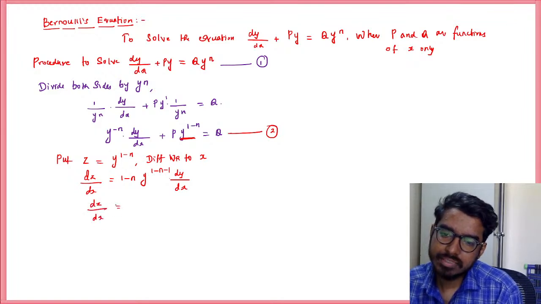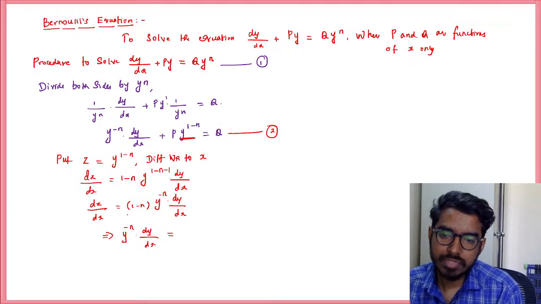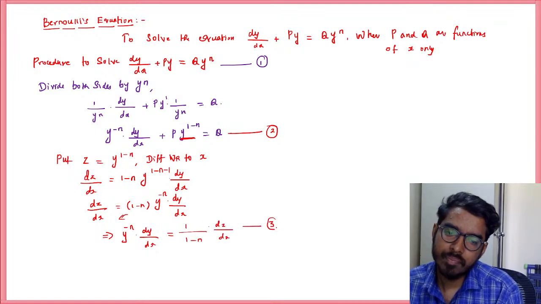So dz by dx is equal to 1 minus n, y power, this 1 will get cancelled, y power n dy by dx. This implies y power n dy by dx will be equal to, let's bring this term to that side, 1 by 1 minus n dz by dx. Let us call this as 3.